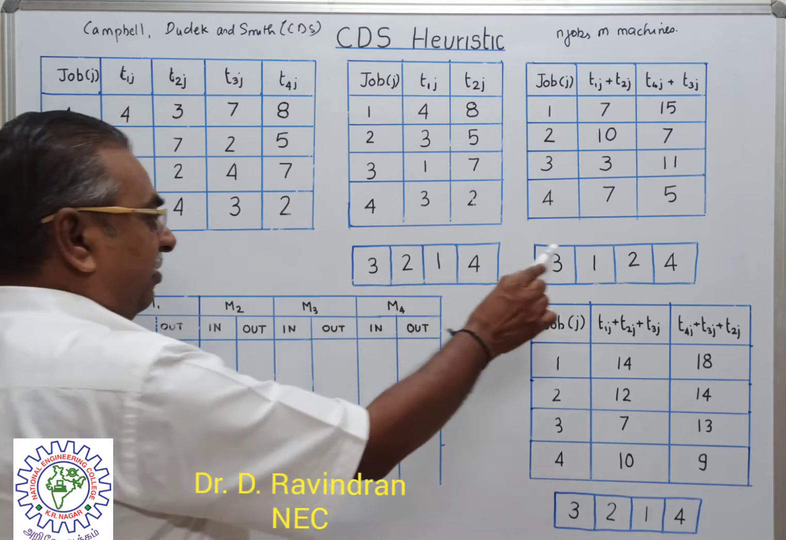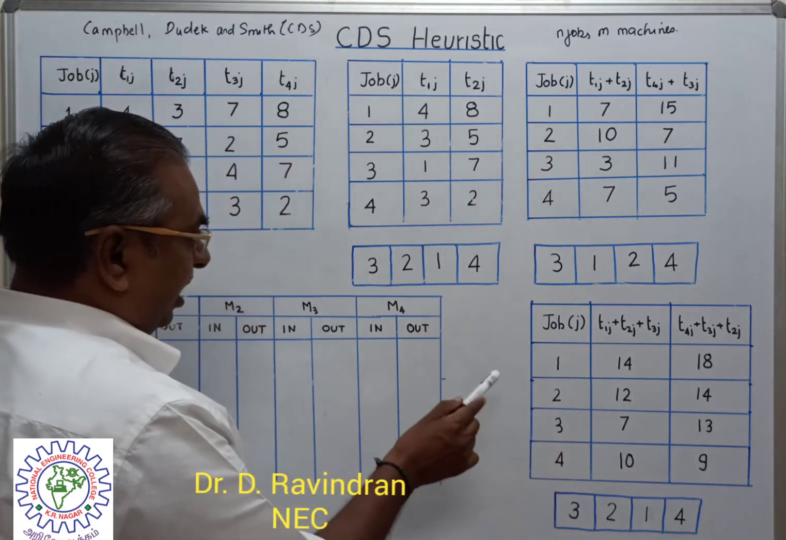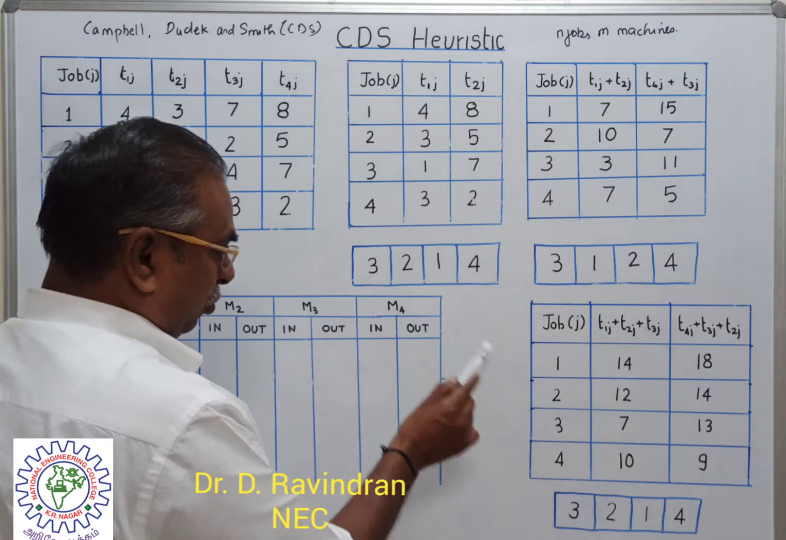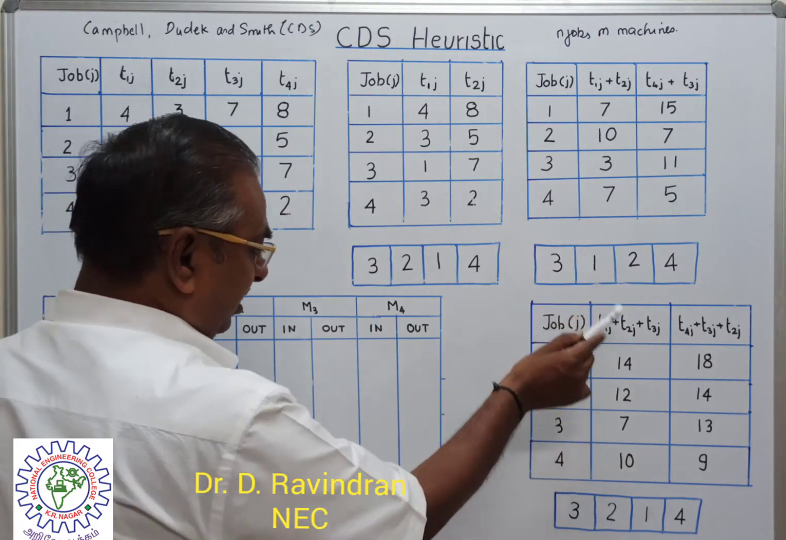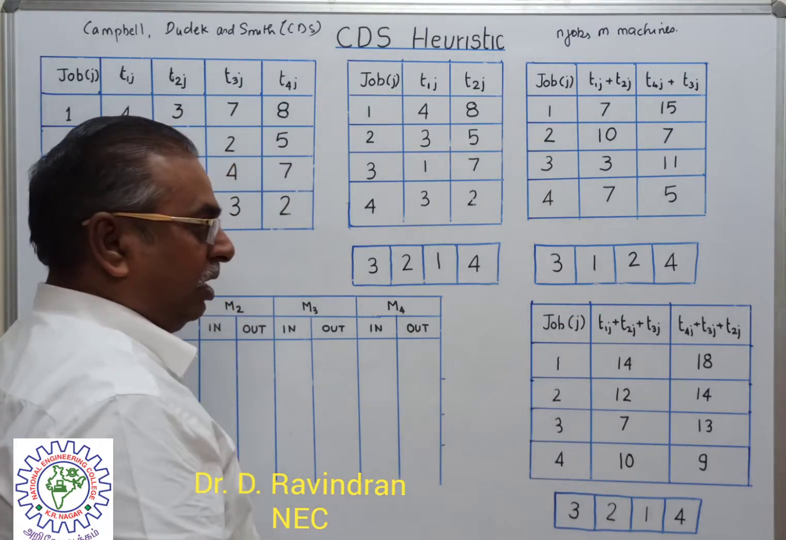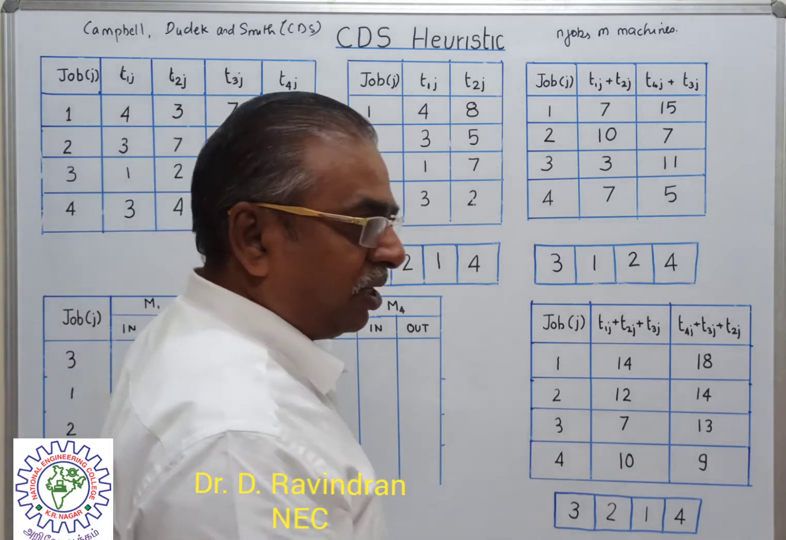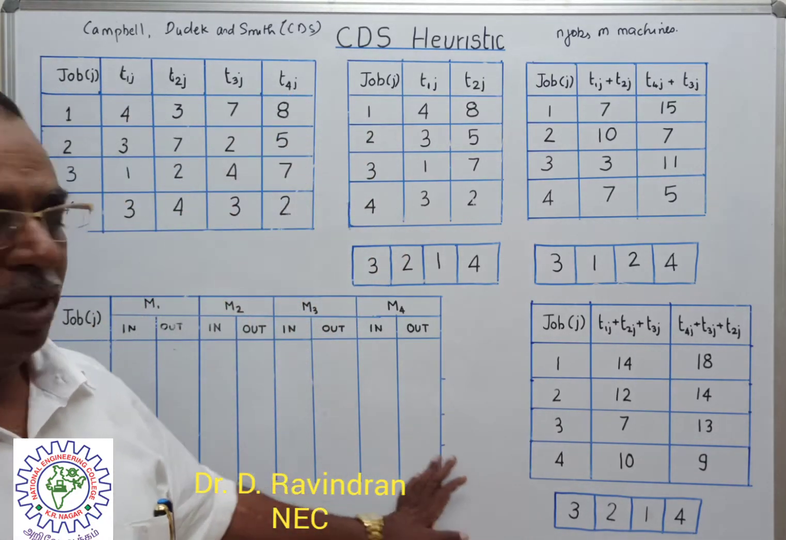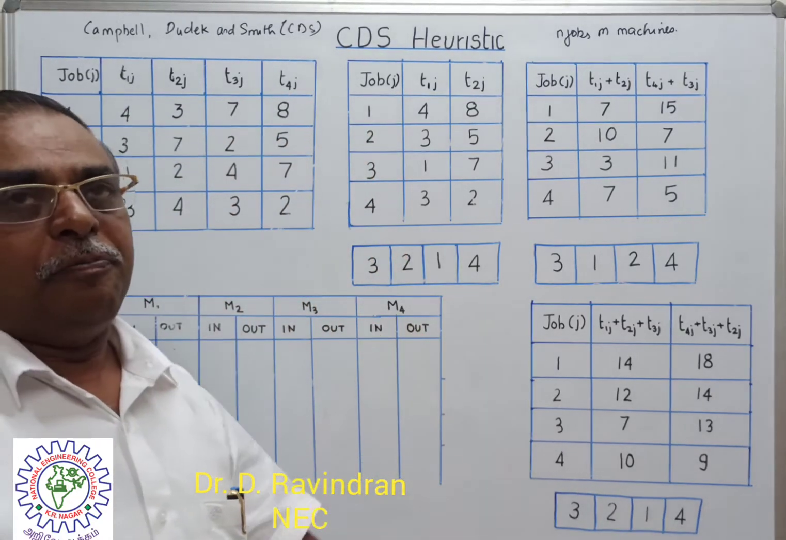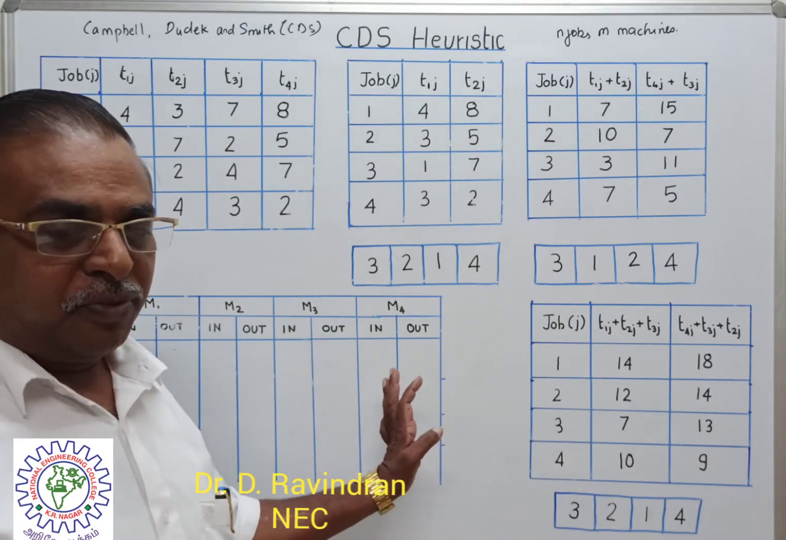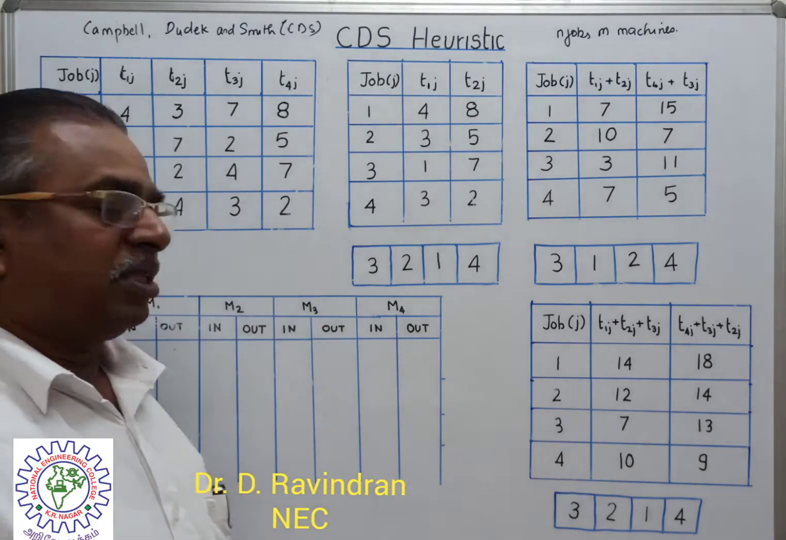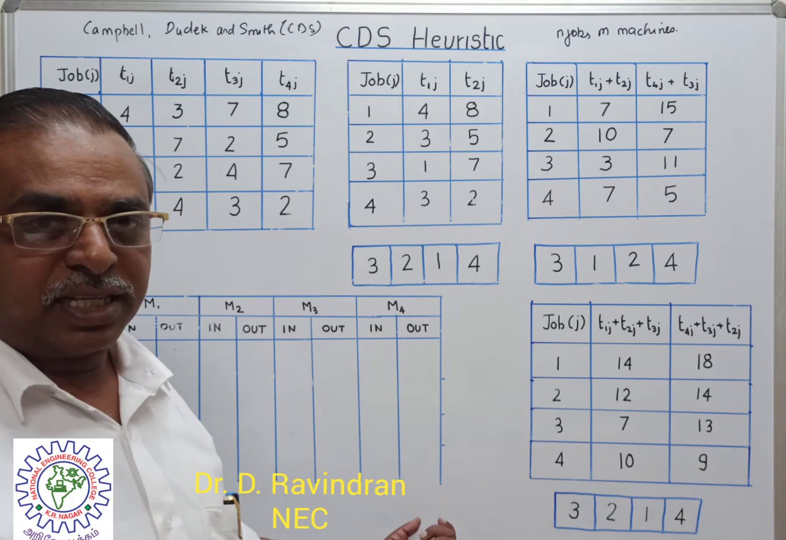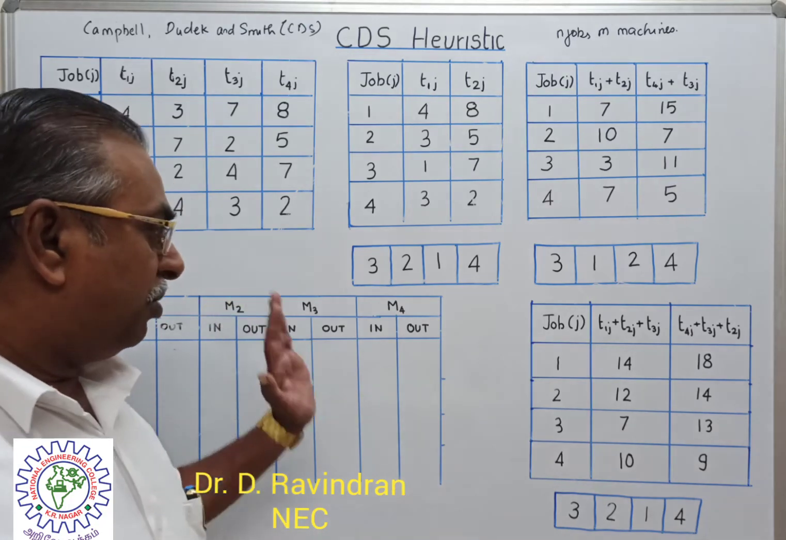Now we will have different sequences. In this case, two of the sequences are similar and one sequence is different. For all the sequences, we are going to find the makespan by providing the scheduling based on the previous lectures. We are finding the makespan for all the sequences.